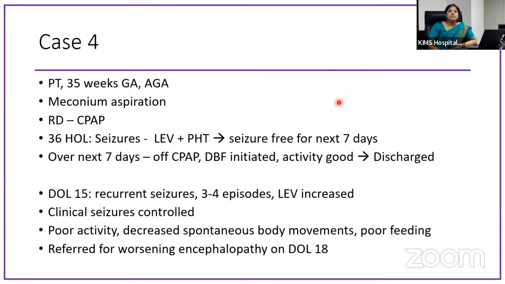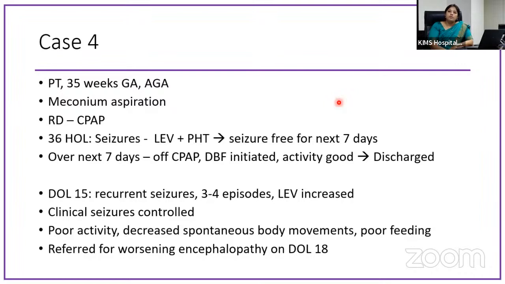Now this next child was a preterm baby, 35 weeks, appropriate for gestational age, who had meconium aspiration at birth and respiratory distress requiring CPAP support. At 36 hours of life, this child developed seizures for which he received levetiracetam and phenobarbital and was seizure-free for the next 7 days. Then, 7 days after the onset of seizures, he was off CPAP, direct breastfeeding was initiated, the activity was good, and the baby was discharged.